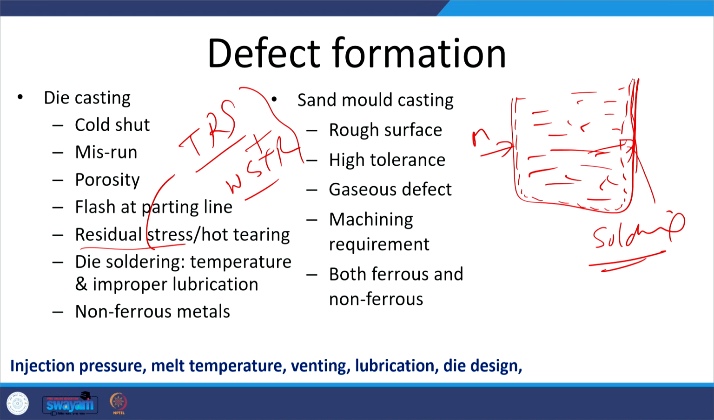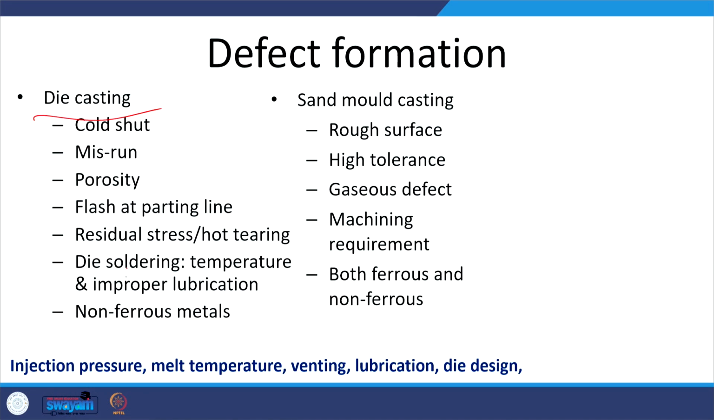Okay. So, this can happen especially when the temperature of the molten metal is very high, or the lubrication being used is not proper, or the combination of the molten metal and the die surface is not proper. Okay. So, that will promote the die soldering tendency.